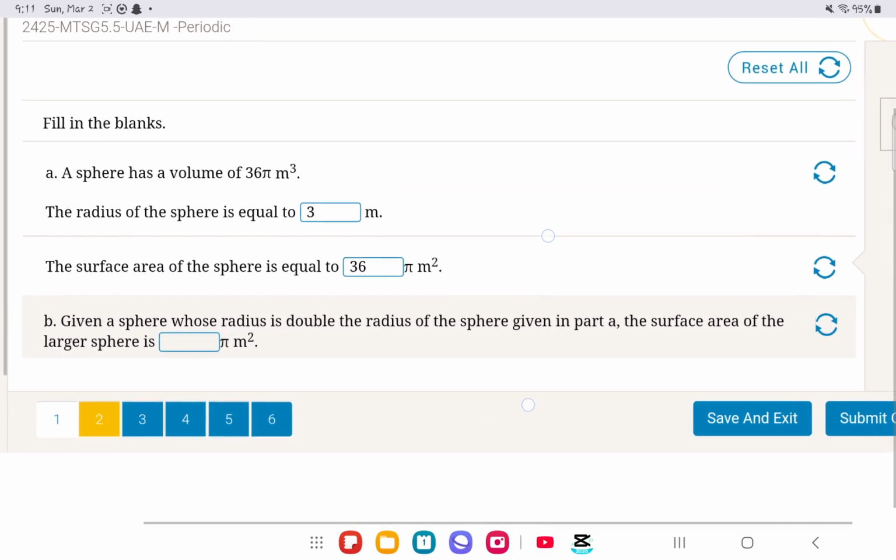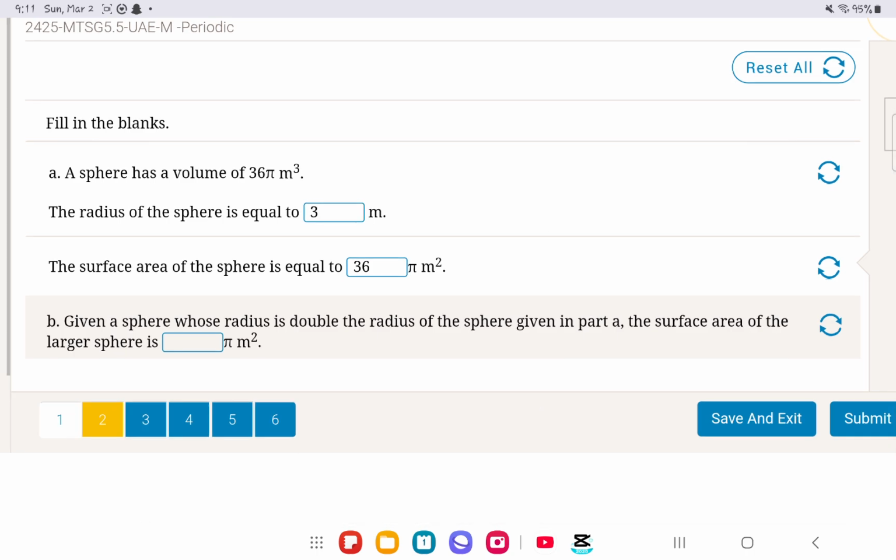Given a sphere whose radius is double the radius of the sphere given in part A, find the surface area of the larger sphere. Okay, again, here they did not use the term similarity, but what we could do is infer a similarity from what they are saying. So the radius of the first sphere is 3. They said a sphere whose radius is double, so now it's 3 times 2, which is 6 meters. Now the sphere has a radius of 6 meters. They need us to find its surface area.